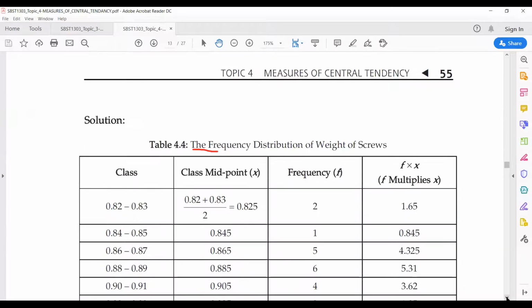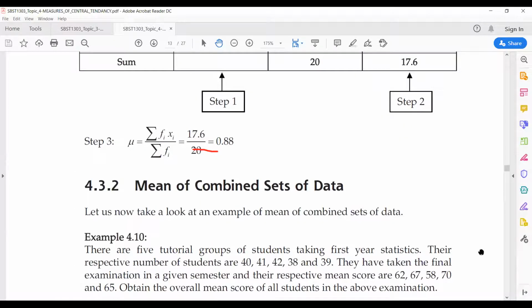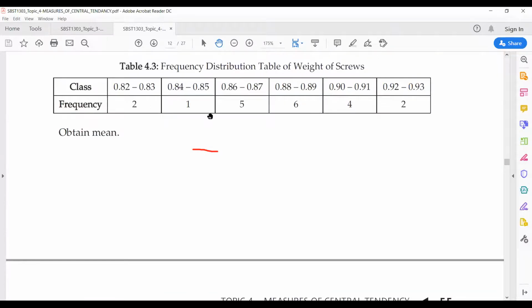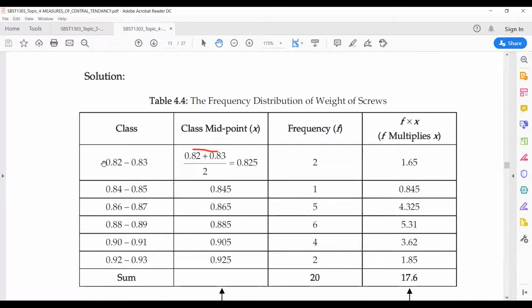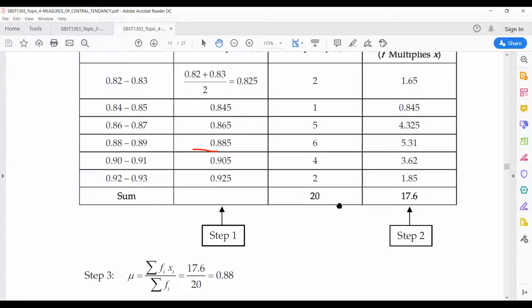We have a few minutes on our clock. Yeah, there is a second example here. It's the same thing. So this is the next example. Once again, you find a midpoint. So this plus that over two, this plus this over two, this plus this over two. Then after that, you multiply by the frequency to give us this. When you are done finding fx, you sum everything to give us your total. And then you find summation fx over summation f. That will give you your mean.